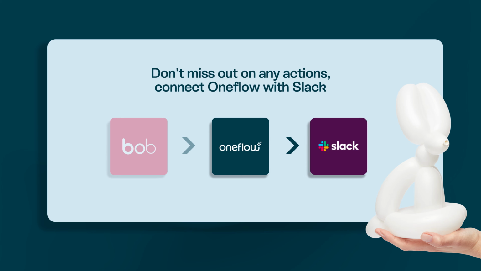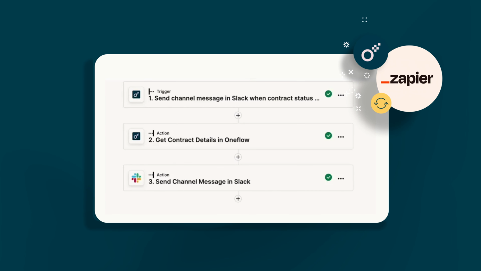Don't miss out on any actions. Thanks to Oneflow for Zapier, you can also connect Slack to the workflow and get notified when the contract is signed. We want to create a Zap which is triggered whenever the contract status is changed in Oneflow. In this particular case, when a contract is signed. Then, we'll add an action to make sure the contract details are fetched, and another one to send a message to the Slack channel.